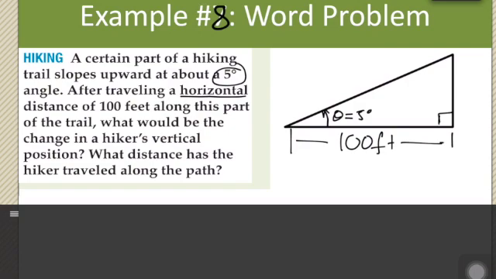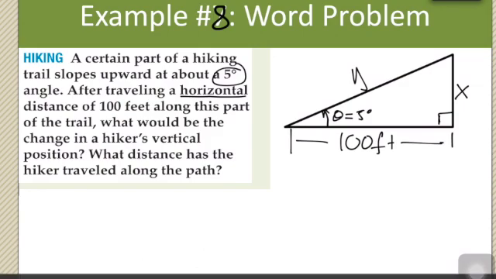So then it says, what would be the change in a hiker's vertical position? Whenever they say vertical, that's meaning one of the legs. So that's going to be this leg x. And then it's saying, what distance has the hiker traveled along the path? So it wants to know its vertical height, and it wants to know how far he traveled on the path. So it wants to also know the hypotenuse. So we're going to have to solve for two variables here, so we're going to get two equations.